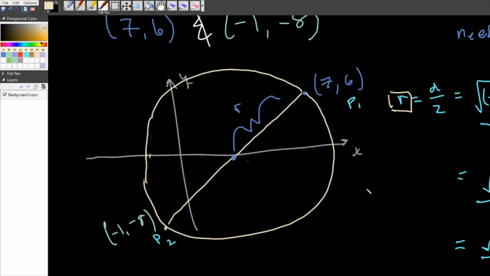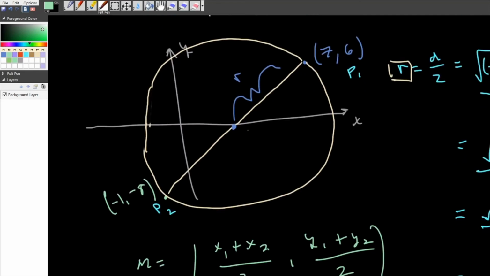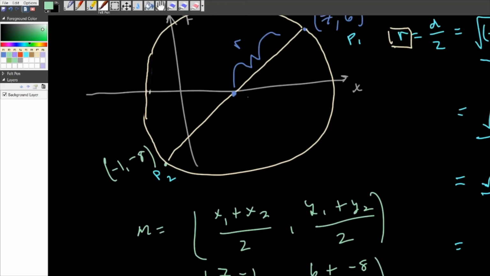Wonderful. And if you don't remember the midpoint formula, we won't go through all the hassle of deriving it because it makes a little more sense. The midpoint formula, you just take the x coordinates and you average them, then you take the y coordinates and you average them. Very easy. So we get x1 plus x2, I get 7 plus negative 1, 7 minus 1 over 2, and then 6 plus negative 8 divided by 2. So this becomes 6 halves, which is 3, and negative 2 halves, which is negative 1. There's my center.